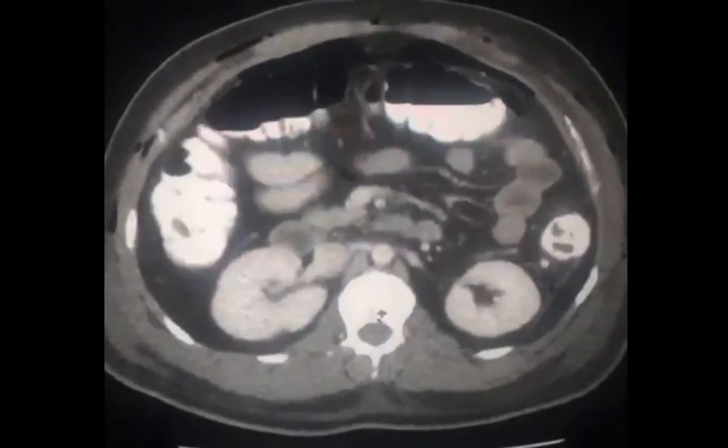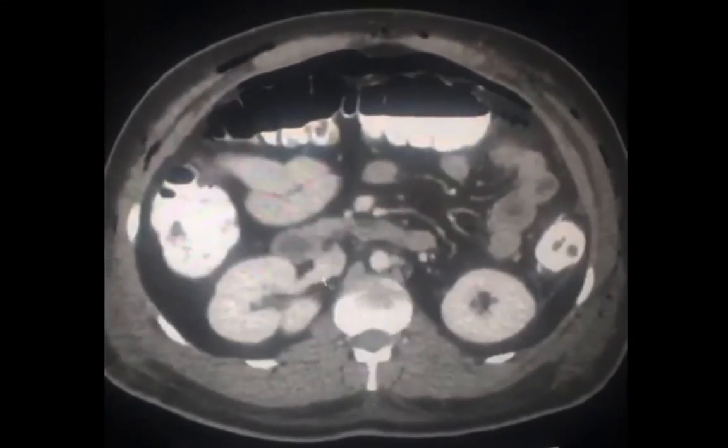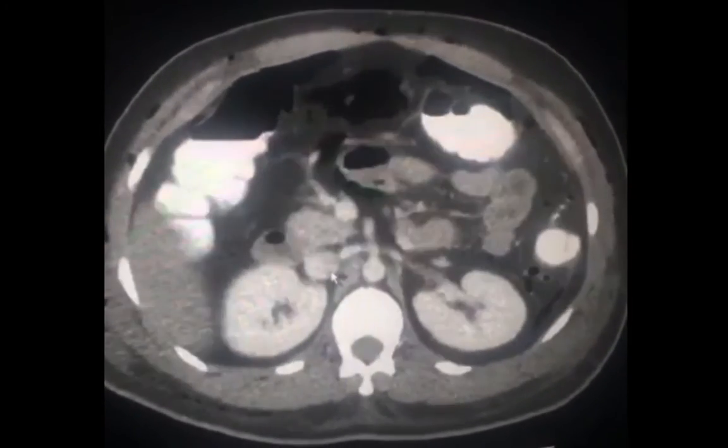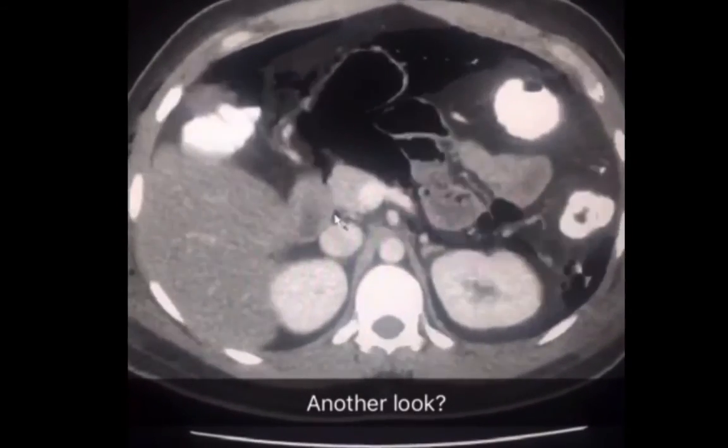Given the presence of intraperitoneal and retroperitoneal free air, it is very important to look carefully for any possible site of bowel perforation. I'll give you another chance to look at the images as I scroll slowly.